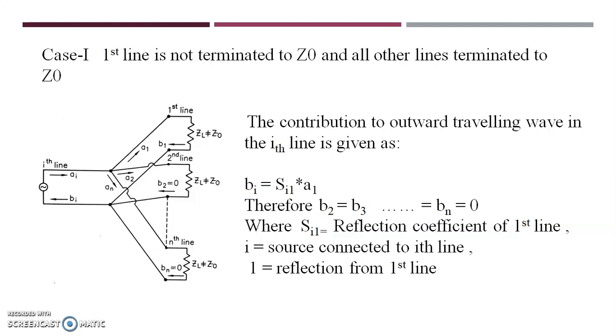The scattering matrix for this case is given by Bi is equal to Si1 into A1. Bi is the reflected power at the ith line, in Si1 the i is the source connected to the ith line, and 1 is the reflected power from the first line. So this is a scattering matrix. If you understand the subscripts i and 1, the 1 may be called j. i is the source connected to the ith line, and j is the reflection from the jth line. So if you understand case 1, you can understand case 2.